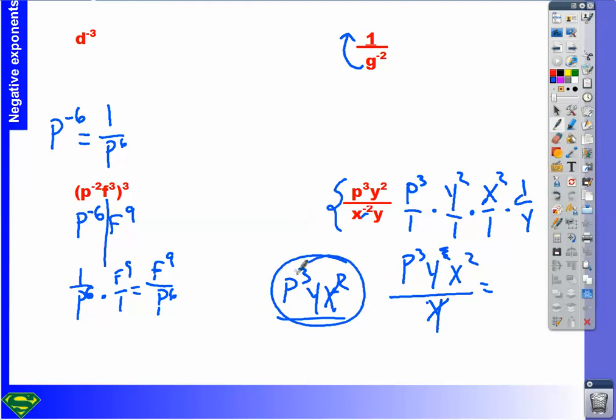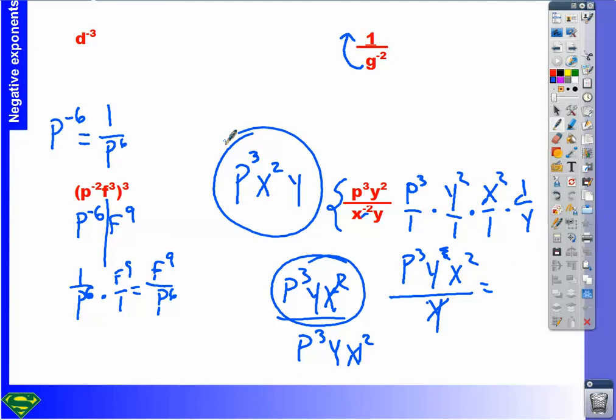I'll rewrite it so it's easier to see. P to the third y x squared. Perhaps we should flip it around because x comes before y, right, folks? So it'd look even better. P to the third x squared y. So that's how to deal with negative exponents. Really not too bad, not too scary. And these are really quick problems, which is nice. So happy simplifying.